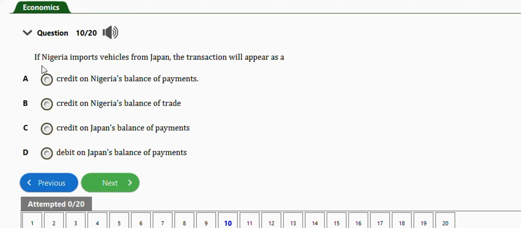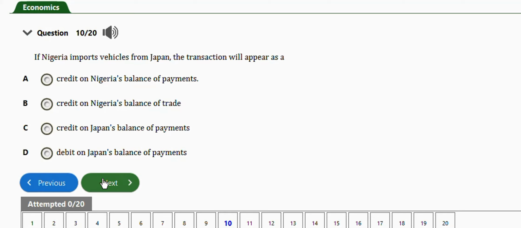Next question says if Nigeria imports vehicles from Japan, the transaction will appear as a credit on Nigeria's balance of payment, credit on Nigeria's balance of trade, credit on Japan's balance of payment, or debit on Japan's balance of payment. So the right answer is option C. Since Nigeria is importing vehicles from Japan, the transaction will appear as a credit on Japan's balance of payment.